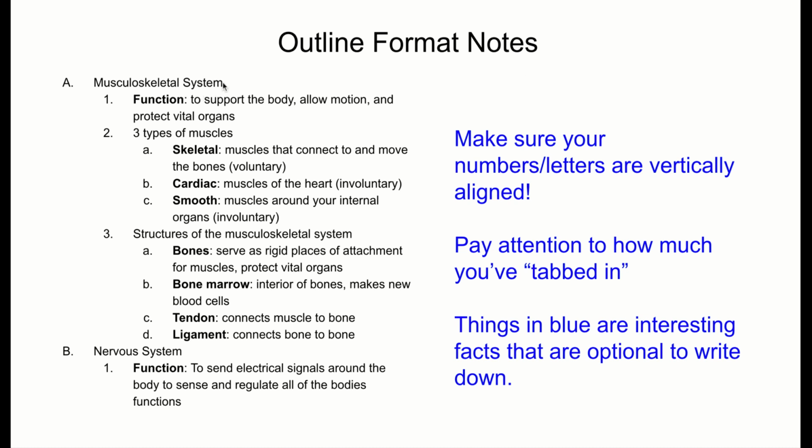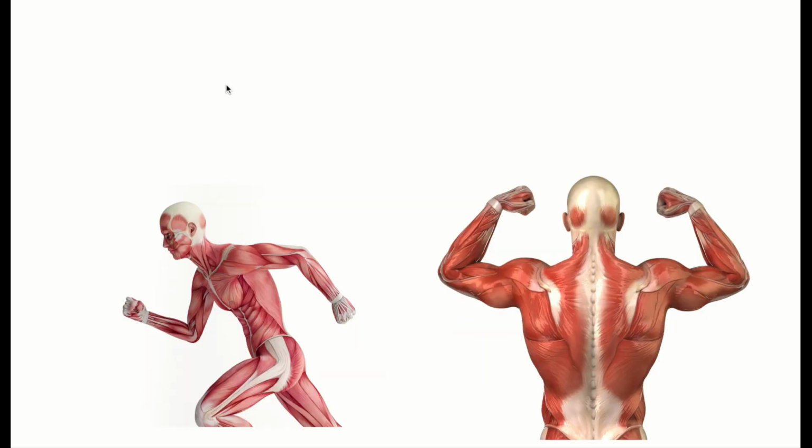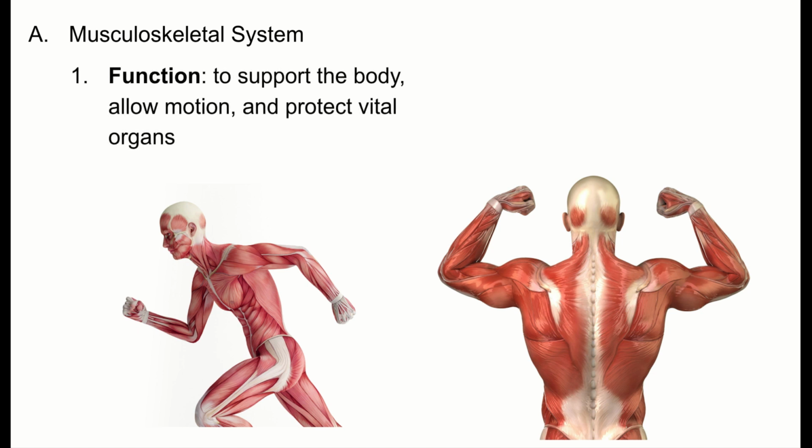So let's get started. You can see what your first section is going to be called. Section A, the musculoskeletal system. Detail 1, the function. The function of the musculoskeletal system is to support the body, allow motion, and protect vital organs. We're talking muscles here. We're talking bones here. We're talking all the connections in between them.